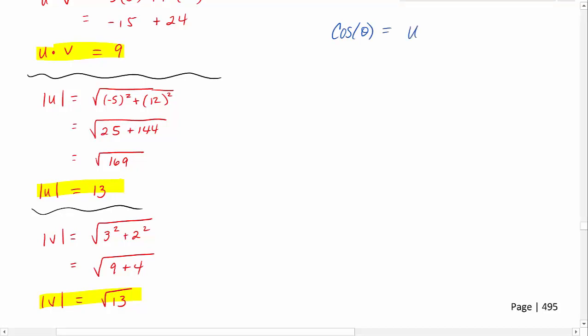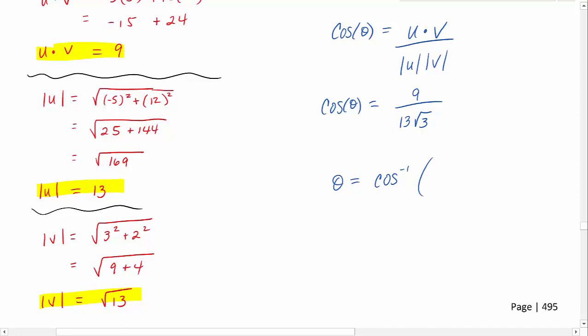Cosine of theta is equal to u dot v divided by the magnitude of u times the magnitude of v. Cosine of theta is equal to 9 divided by 13 square root of 13. There's no easy way to really simplify that or make it better to put in our calculator, so we're ready to go. Theta is going to be equal to cosine inverse of 9 over 13 square root of 13. Now make sure when you put this in your calculator, you have the 13 square root of 13 in parentheses. Rounding to the nearest hundredth, we get theta to be equal to 78.93 degrees.